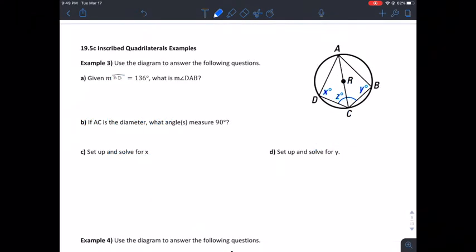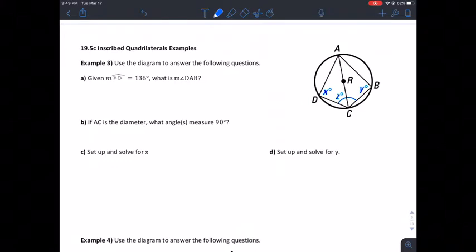All right, next we have example 3. For one thing, for 3A here, I actually want you to change this. Instead of having it say arc BCD, it should really just say arc BD. Arc BCD implies that it's a major arc. It's actually a minor arc they're referring to, so you could go ahead and change that to just arc BD.